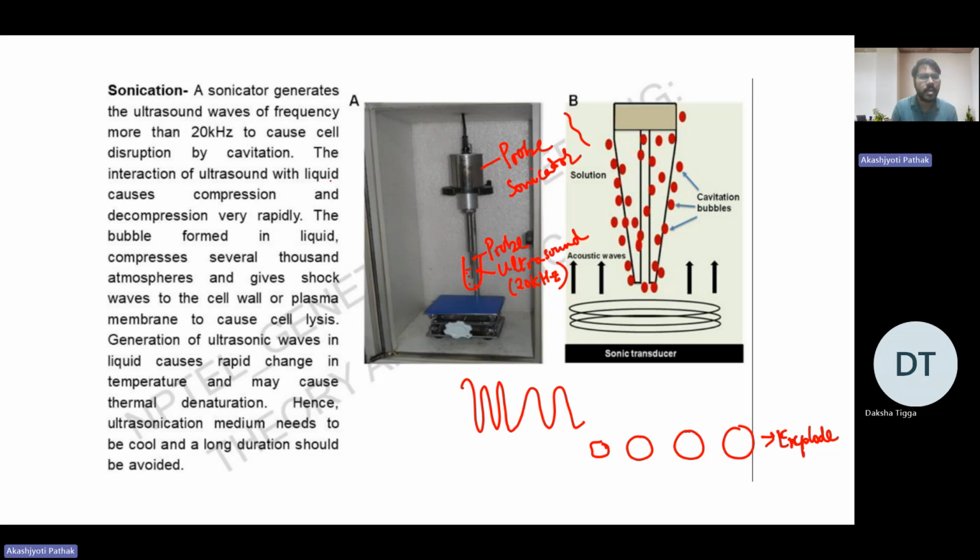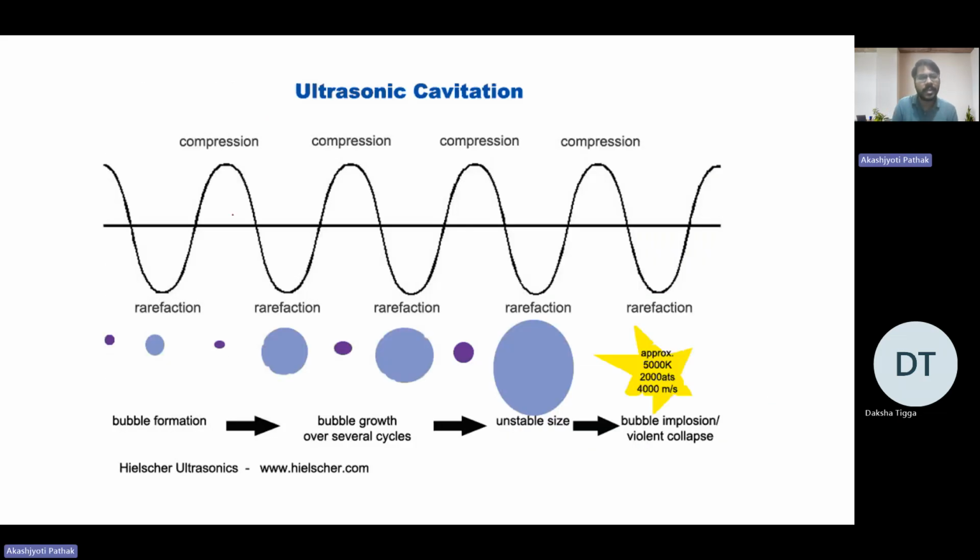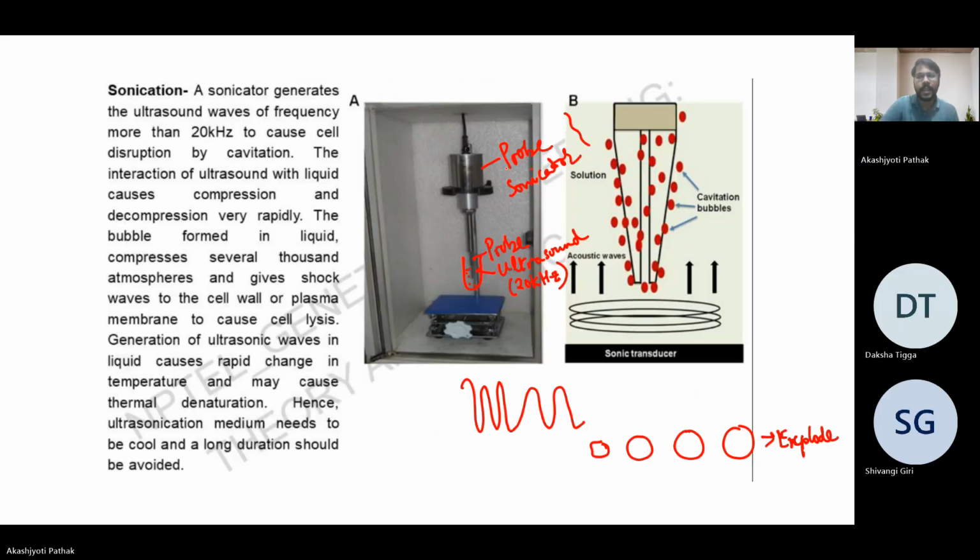When these air bubbles explode, the energy that is released causes the lysis of the cell. You can see this in the figure. This is the ultrasound produced by the probe sonicator. There is compression and relaxation, and as a result there is formation of bubbles. These bubbles gradually grow in size, and after a certain time the bubble attains an unstable size and there is bubble implosion. The bubble will burst, and a large amount of energy is released. This energy is utilized for slicing the cell. That is called cavitation basically.